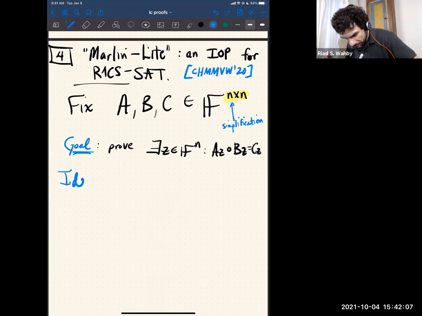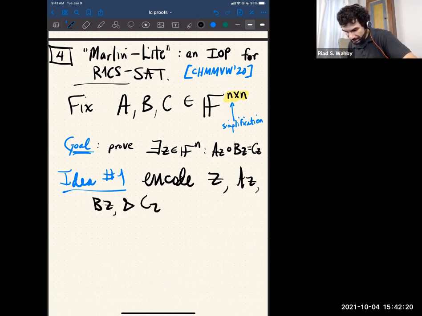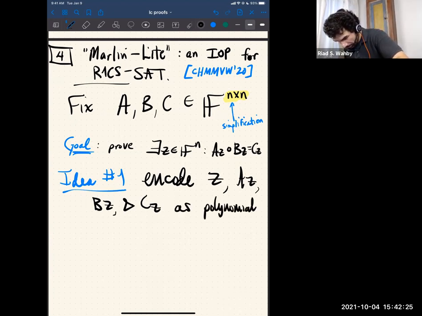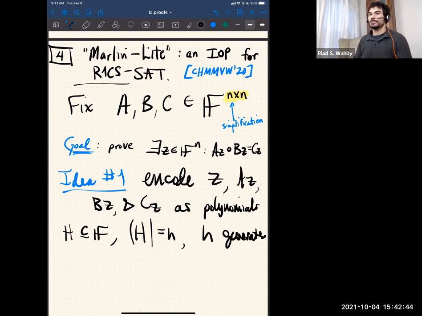So our first idea is we're going to encode the vectors z, Az, Bz, and Cz as polynomials of degree n minus one. And as before, let's imagine H is a multiplicative subgroup of the field. The size of H is equal to n, and little h generates big H.